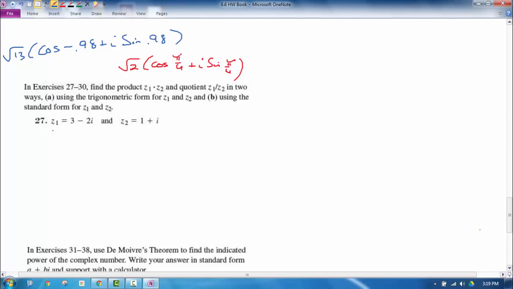Okay, so we can do this again, this time with the quotient. So we can do the first one, 3 minus 2i over 1 plus i.